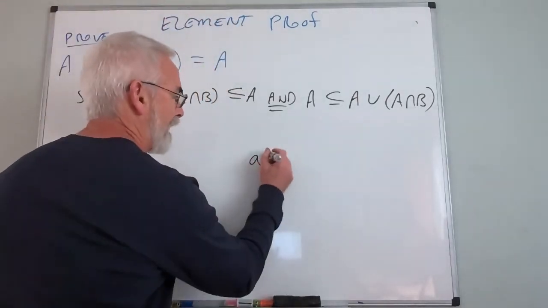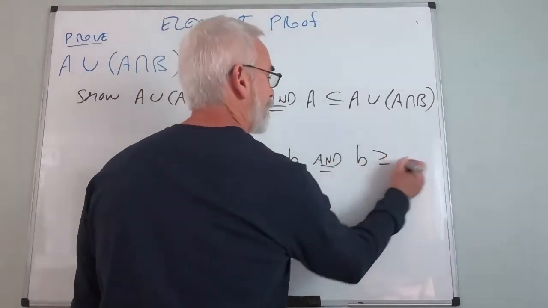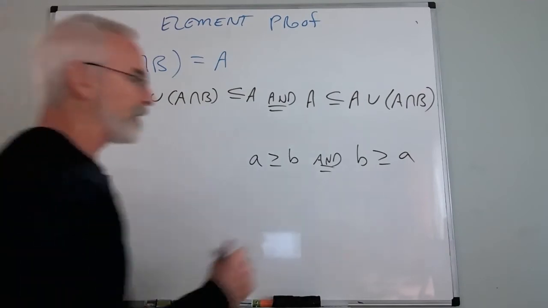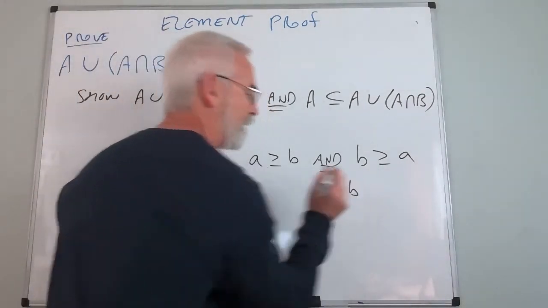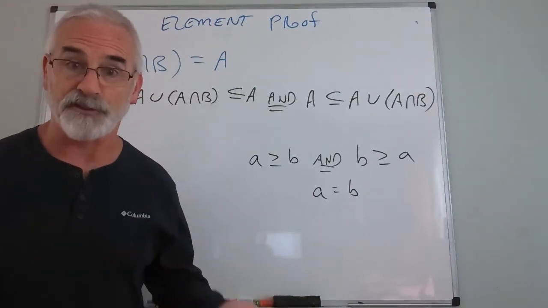If you showed that A was greater than or equal to B, and at the same time that B was greater than or equal to A. If you could show that in algebra, wouldn't this mean that A has to equal B? I think we all agree. Now, you never had to do that in algebra.